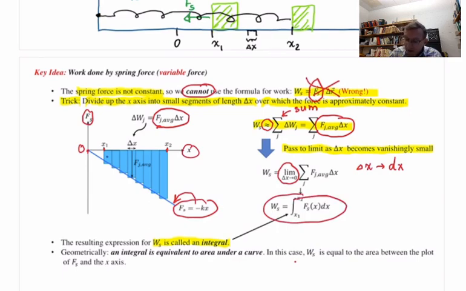And the symbol for an integral, we'll draw it over here to the side, is to draw a long stretched out S, a rather elaborate S symbol. S for sum, S-U-M. And you take the spring force at whatever x you're at, that means it's a function of x, times the width of the little rectangle where that x is, dx.